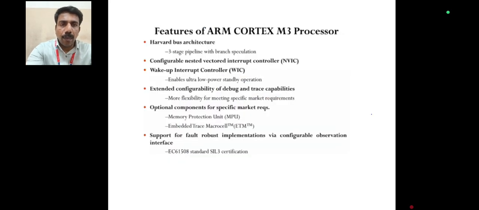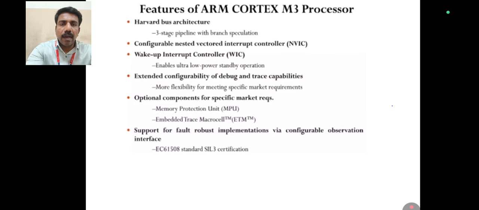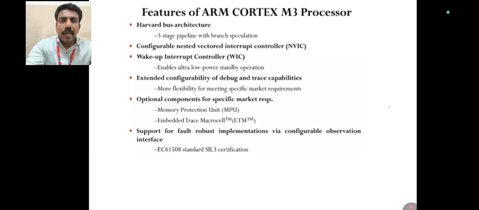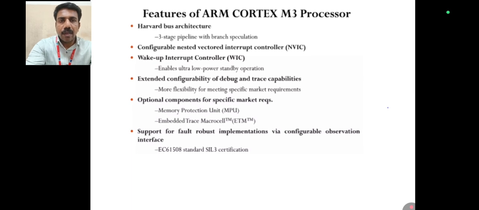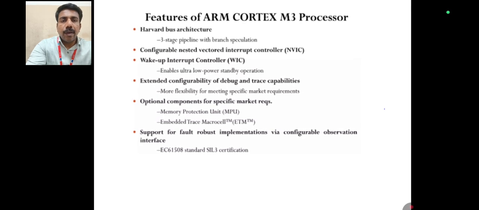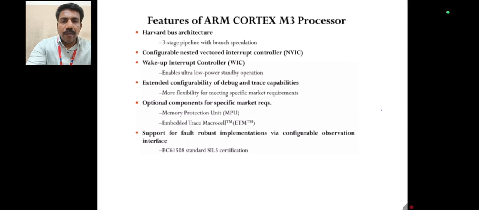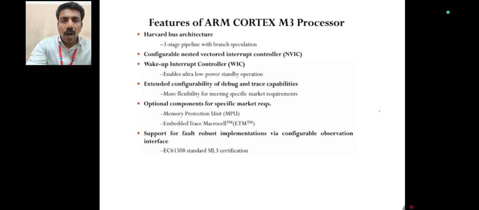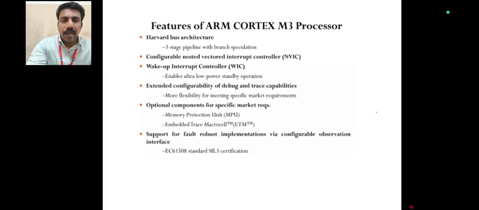Next, features of ARM Cortex-M3. The features of ARM Cortex include a hardware architecture. It has a three-stage pipeline with branch speculation. It has an NVIC, nested vectored interrupt controller, and a wake-up interrupt controller, WIC. The wake-up interrupt controller is very useful for ultra low power standby operations. It minimizes the power consumption of the overall device.